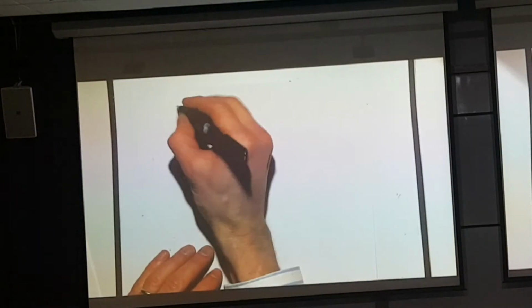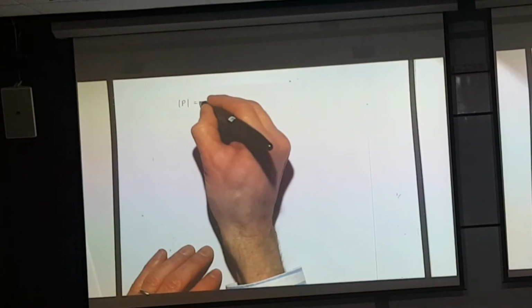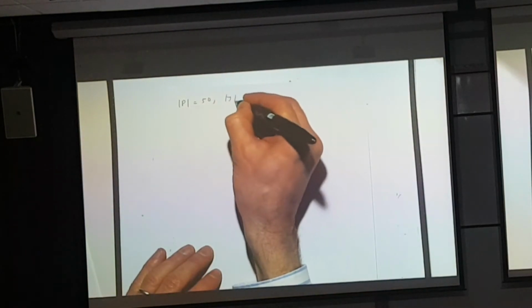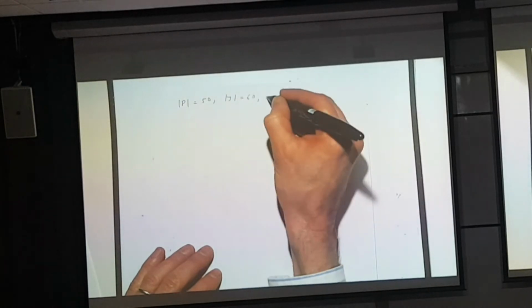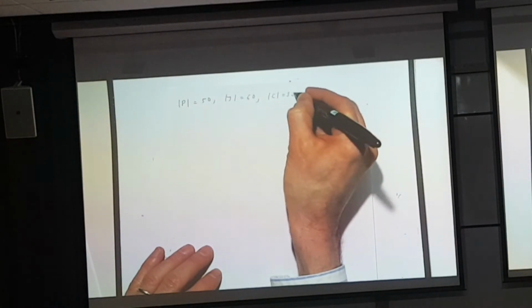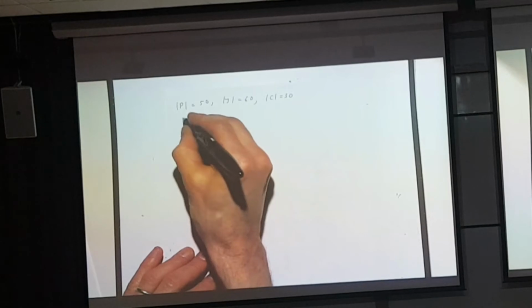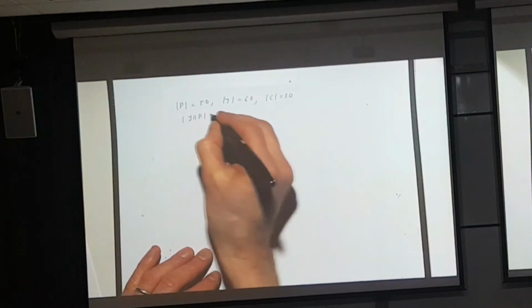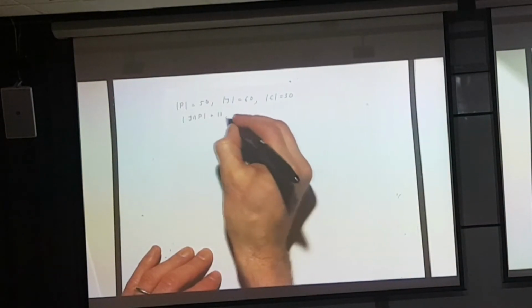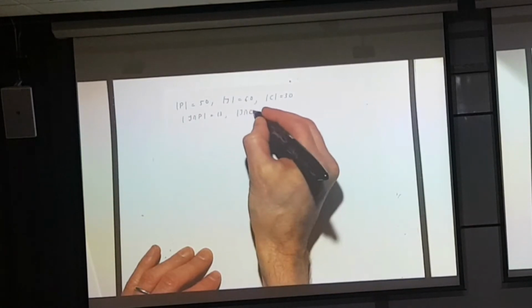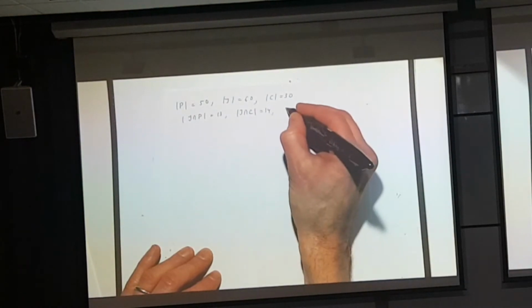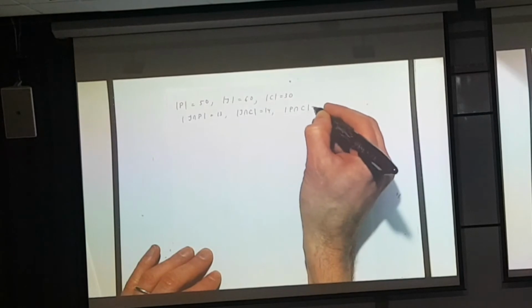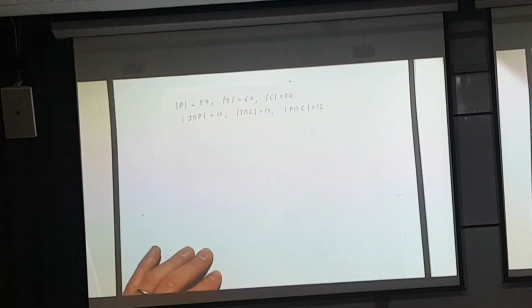Okay, so what we have? Number of elements in P, that's given to be 50. 60 students took Java, and 30 students took C++. And then come double intersections, Java and Python, 13. Java and C++, 14. And Python and C, 12. And there is one more piece of data.